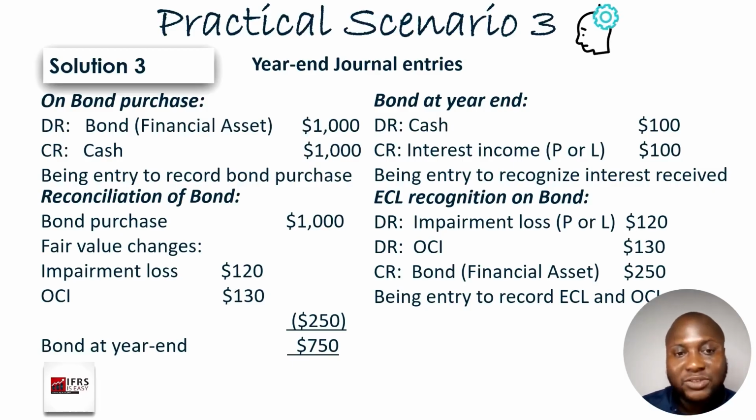And if you look at the adjusting entry for that ECL portion, what we are doing is we are debiting impairment loss of 120, we are debiting the OCI 130, and we are crediting the bond with 250 so that the bond can reduce to $750. So that's pretty much it about the measurement categories under IFRS 9 financial instruments.